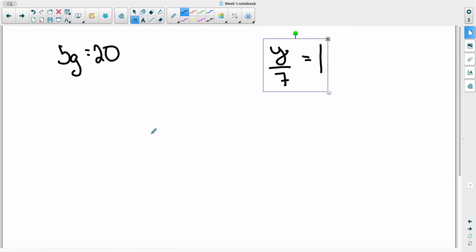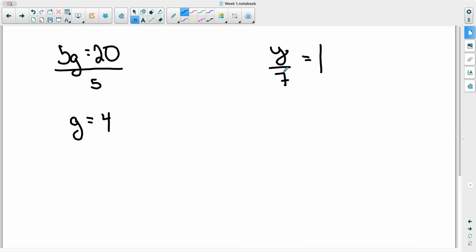All right, we'll give you a second, see if you can solve this. All right, so what's happening to g is being multiplied by 5, so we're going to divide by 5. G is equal to 4.